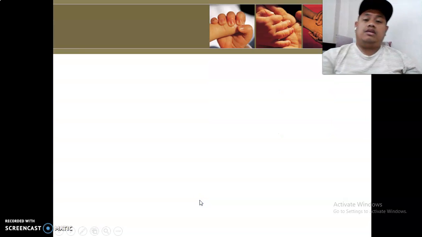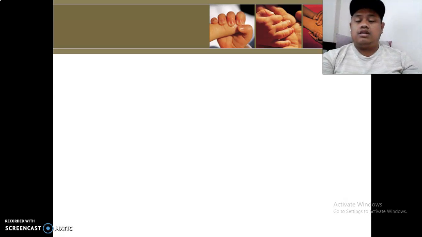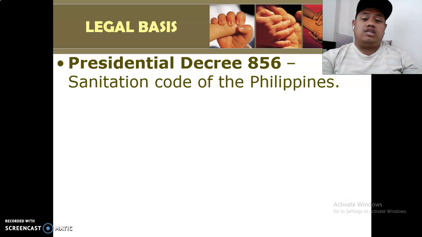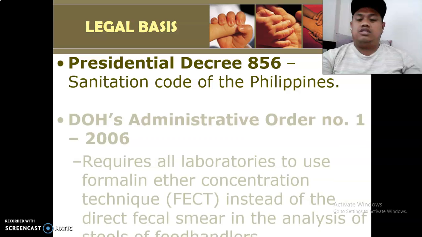Now, the legal basis of your food sanitation program is the same as the legal basis of your environmental health and sanitation program, which is Presidential Decree 856, or the Sanitation Code of the Philippines. On top of that, the Department of Health also releases administrative orders that give guidelines to food establishments and food handlers that they need to follow, especially when they need to get certificates from appropriate agencies.